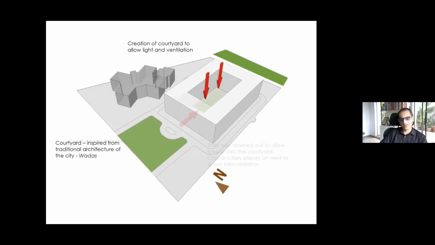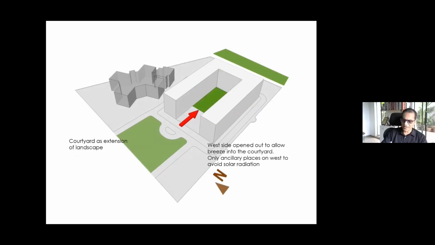And then we cut the west, because west normally has a very harsh sun, which is very difficult to treat. So if possible, it is better not to have any functions on the west. So we simply cut it so that it also gives a good breeze to the courtyard. And then this is how the planning is done.